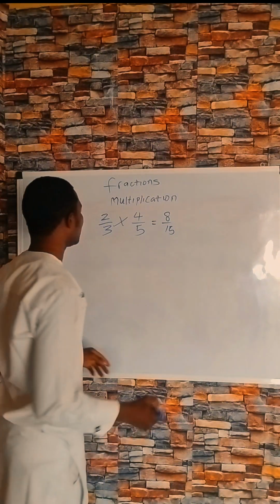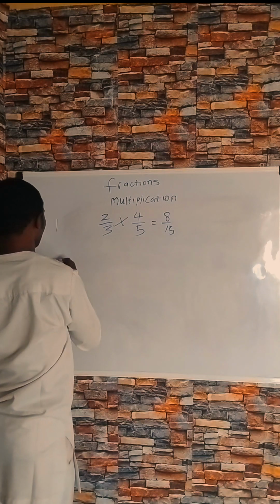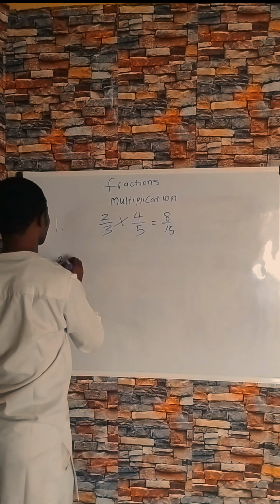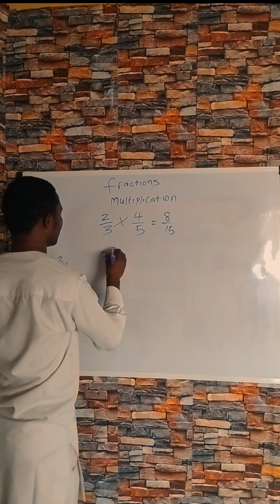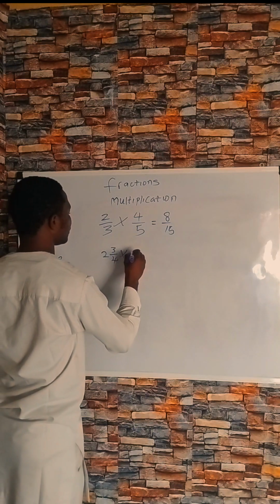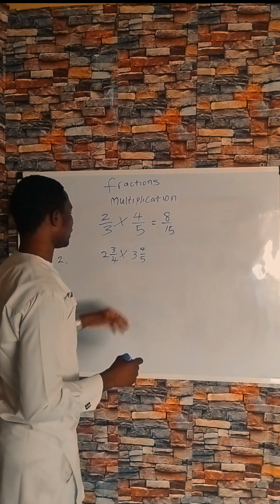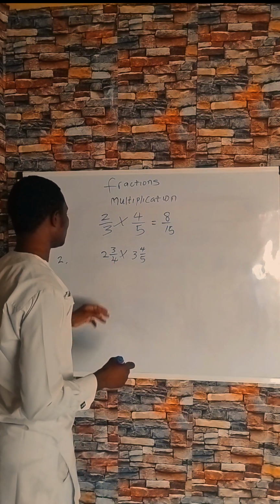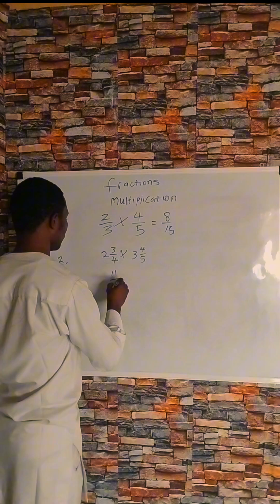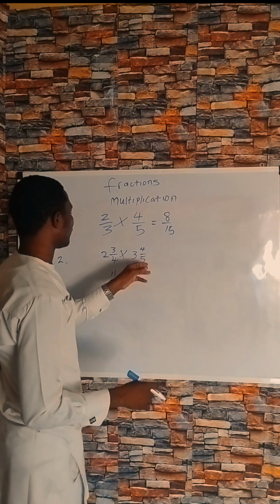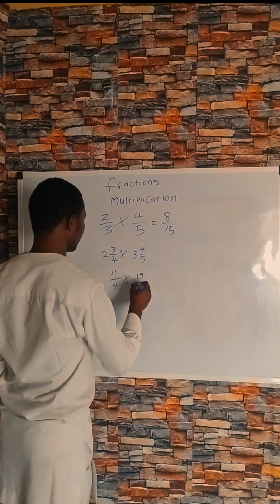This is simple, straightforward. And then let's take for instance another example. Let's take 2 whole number 3 over 4 multiplied by 3 whole number 4 over 5. So what you have to do here is convert this to improper fraction. 4 times 2 is 8 plus 3 is 11 over 4, multiplied by 5 times 3 is 15 plus 4, 19 over 5.